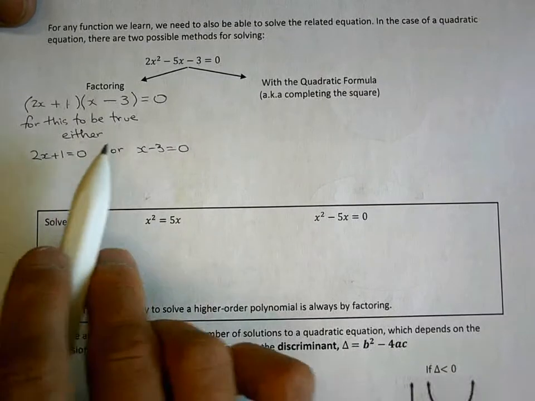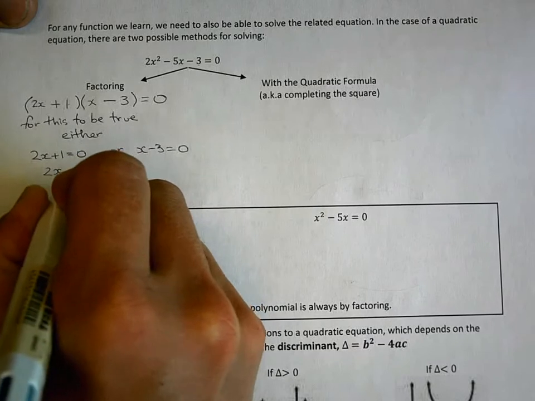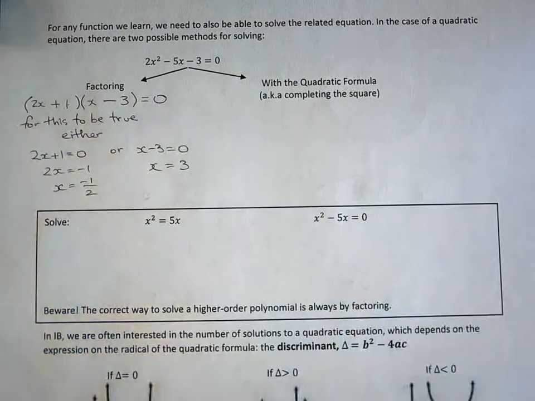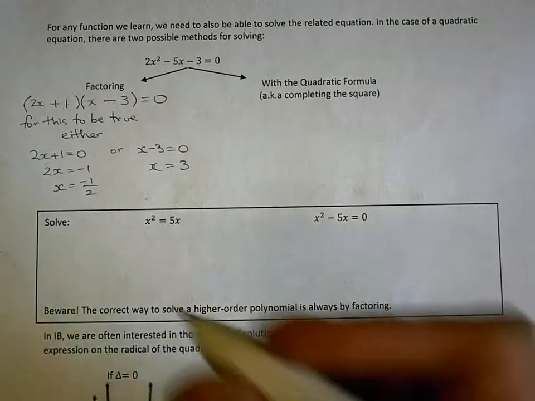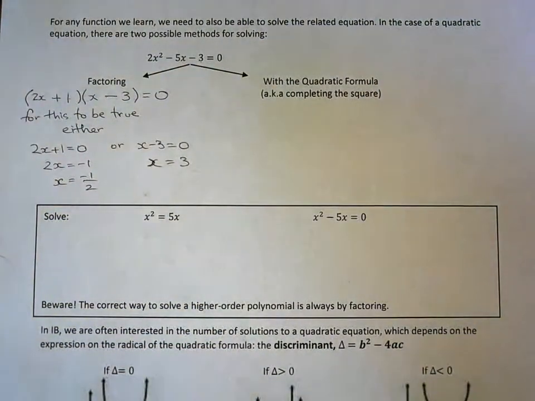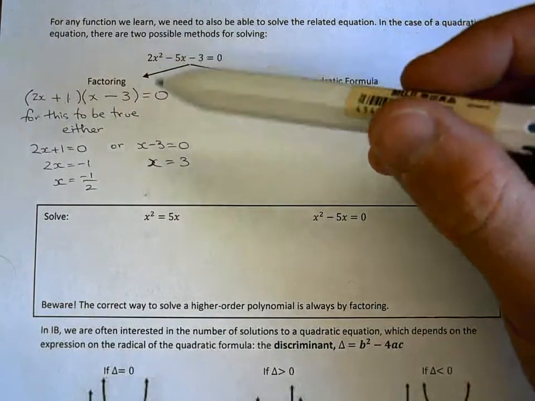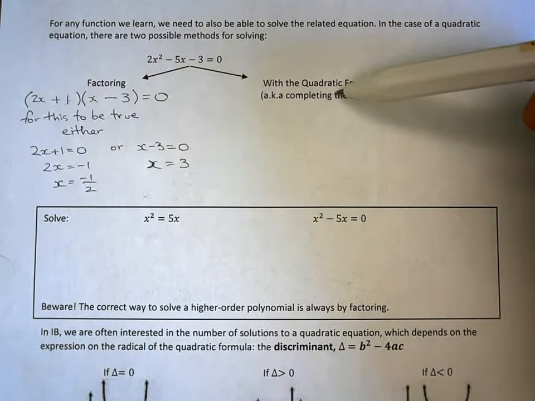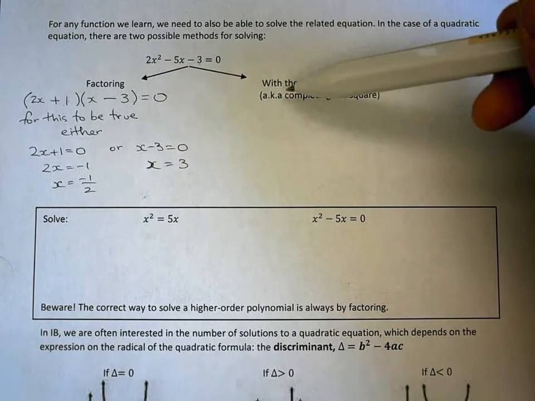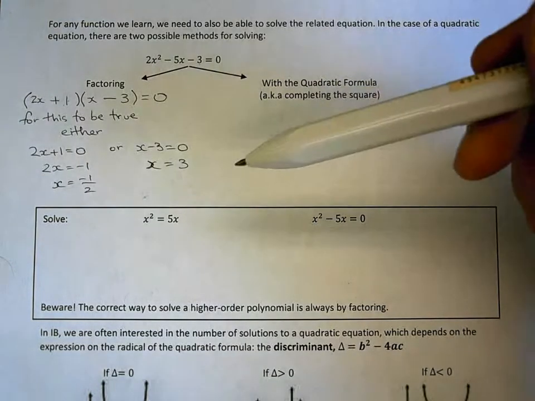So now I just need to solve these two linear equations. 2x is equal to negative 1, x is equal to negative half, or x is equal to 3. This is how you solve a quadratic. Now, if you can't factor it, because it's very difficult, big numbers, or some quadratics cannot be factored, one method that will always work is the quadratic formula. The quadratic formula is technically using a long method of completing the square, but what we've done is completed the square and created this formula that always works.